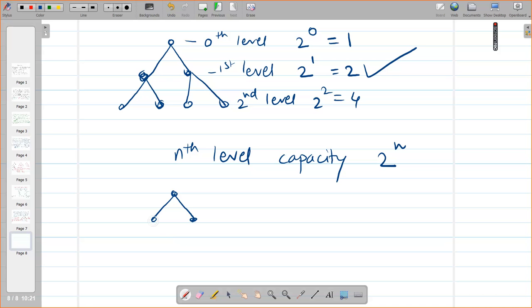Either I will give 2 branches to this left vertex or 2 branches to this right vertex. Yes or no?